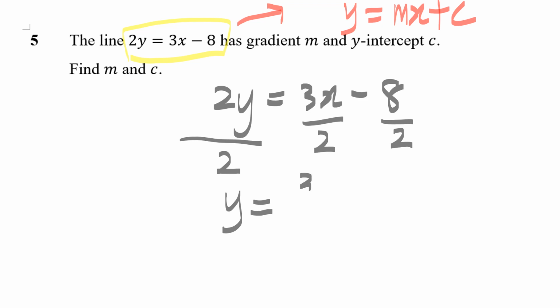And then that will give you 3 over 2 x. Negative 8 divided by 2. Just use your calculator. Okay, don't be shy. Don't feel that, oh, so simple. No, sometimes in the exam you get stressed. So just use your calculator. Negative 8 divided by 2 is negative 4.